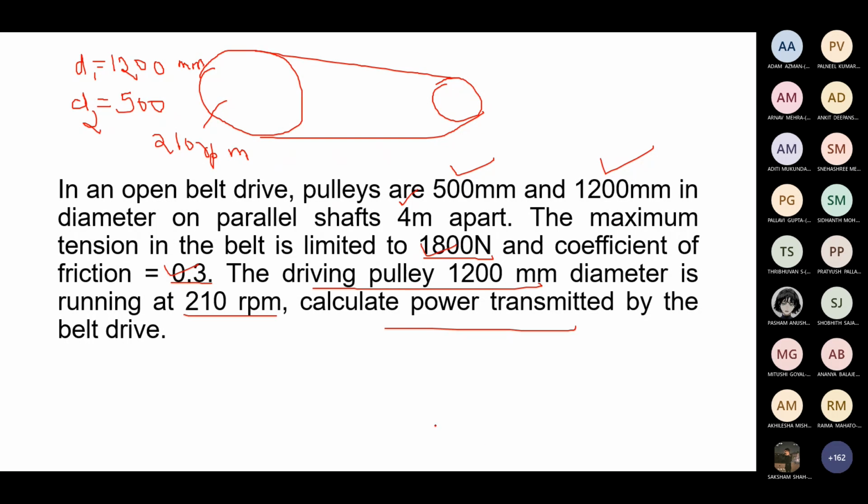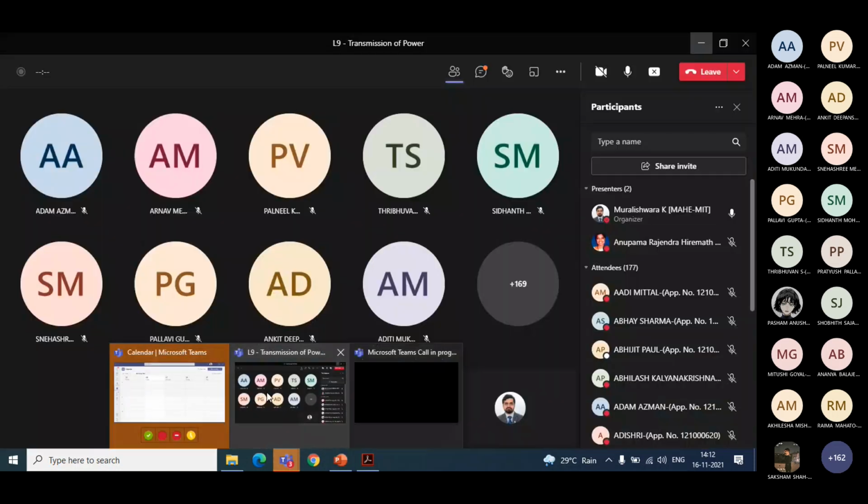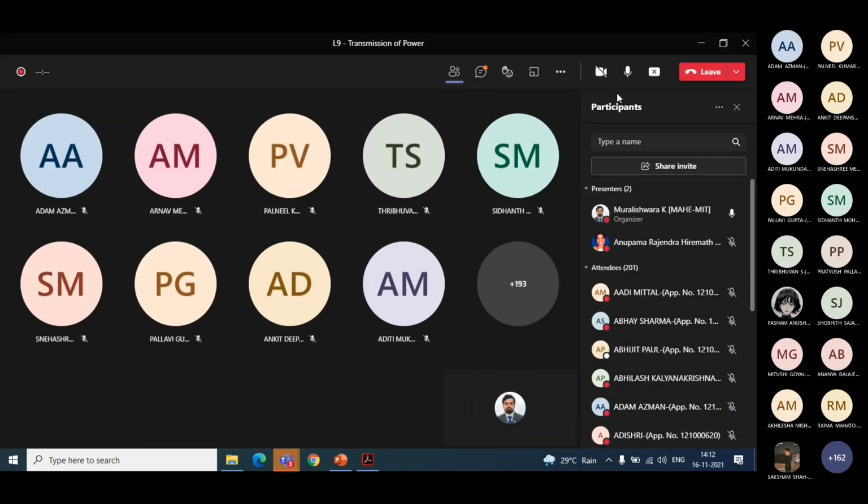Done? Hello. I need feedback. Yes, sir. No point in me moving very quickly. It's very important that you understand and that you give us the feedback. If you say to move on, then we will move on to the next stage. So let me use the whiteboard to solve this numerical.